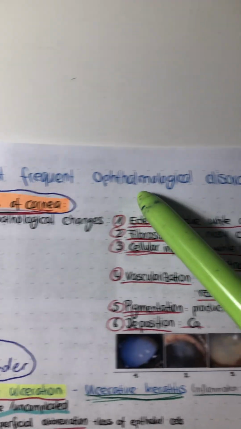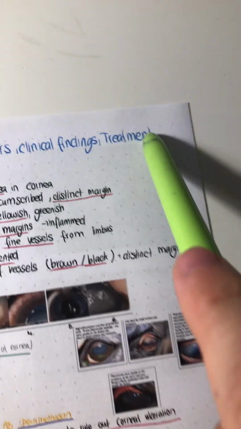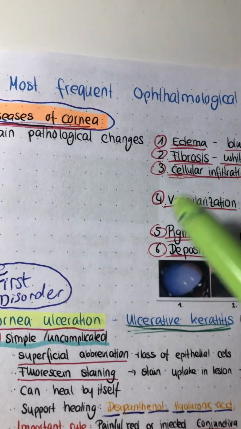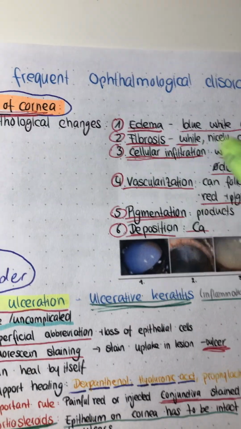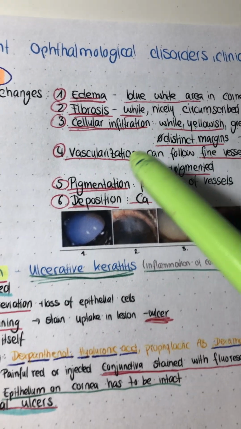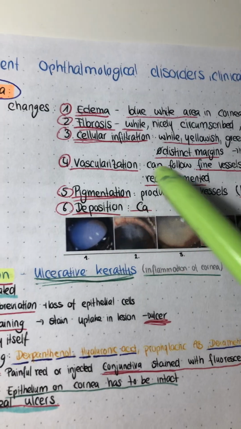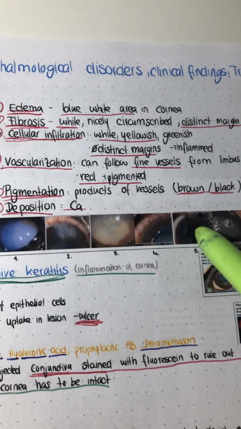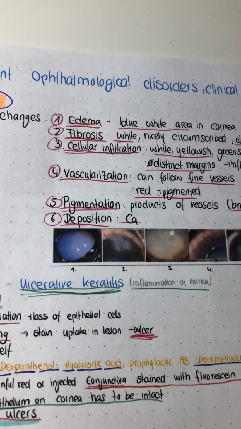The most frequent ophthalmological disorders and the clinical findings and the treatment. So, diseases of the cornea. The main pathological changes are edema, when the eye goes blue-white; fibrosis, when the eye is white with a distinct margin; cellular infiltration, when the eye is yellowish or white with no distinct margins; vascularization, when the eye has fine vessels; and pigmentation, when the eye goes brown or black, as seen here.